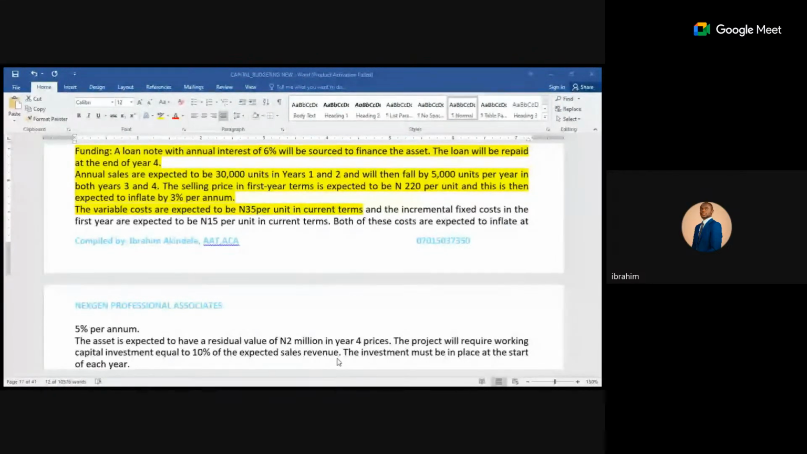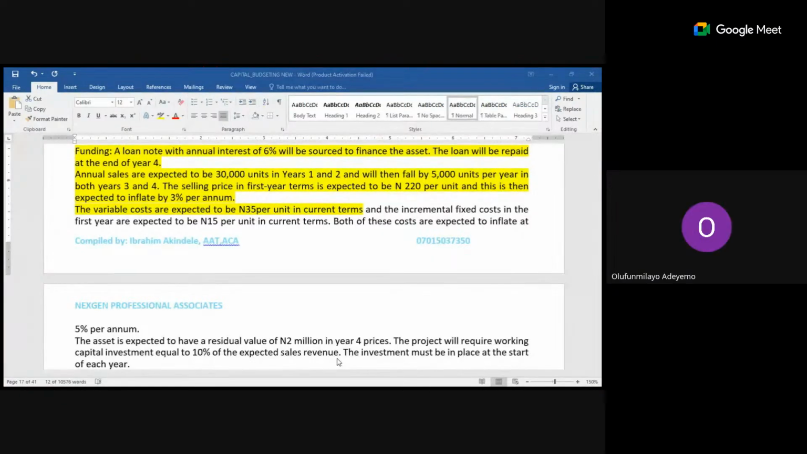Now, the incremental fixed cost. If you look at this first year and check the one of selling price, you can see that they are not the same. They didn't tell you that the selling price is at the current terms. Was it stated? It wasn't. You understand? If they say something is at the current terms, it means that it is year 0. And they now say that both of these costs are expected to inflate at 5% per annum, meaning that after year 0, you have to inflate it from year 1, year 2, year 3, year 4.